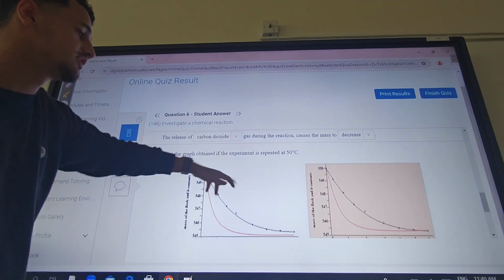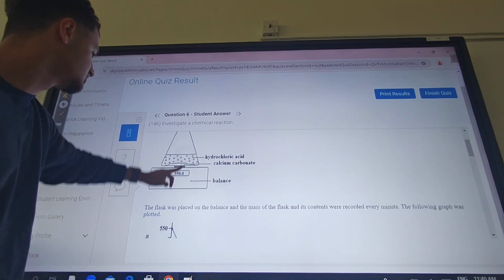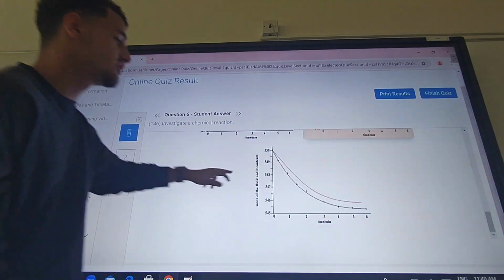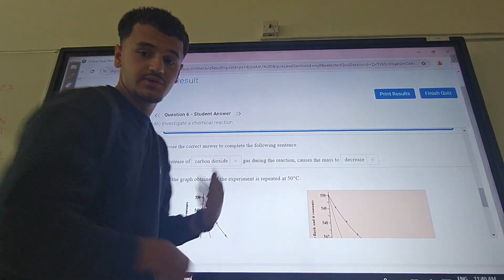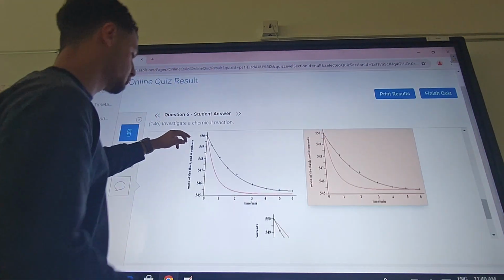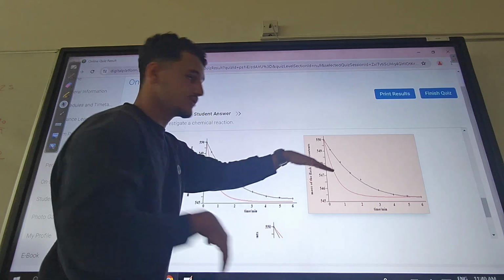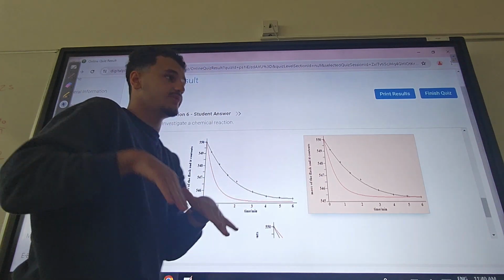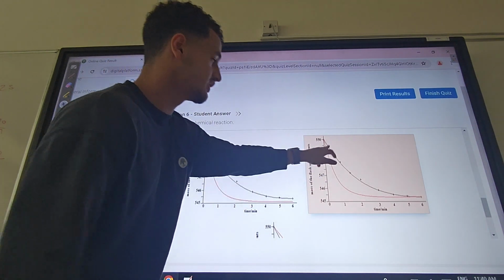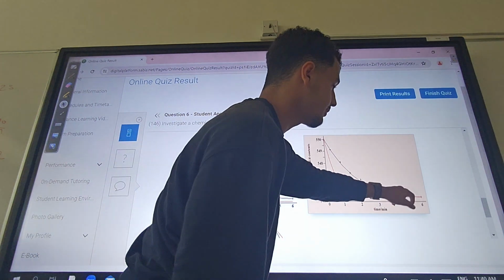If it was repeated at 50 degrees Celsius, here it was at 25. If you're increasing the temperature, then the rate of reaction is going to increase. But people are going to put this one here. I don't know why. The initial reaction is going down. What happens? The rate will be faster, so it's going to go down faster. So you're going to choose this one, and they're going to end up at the same point.